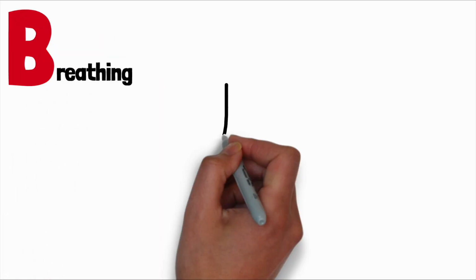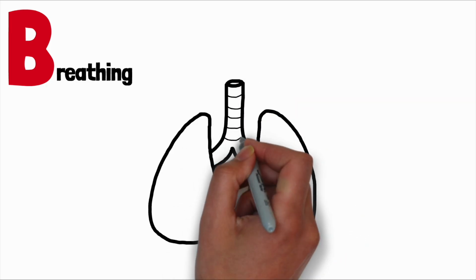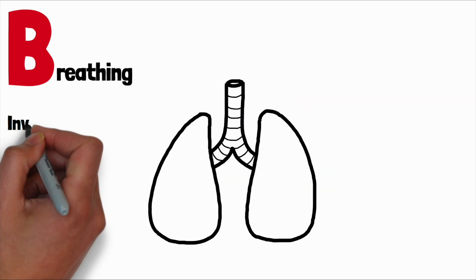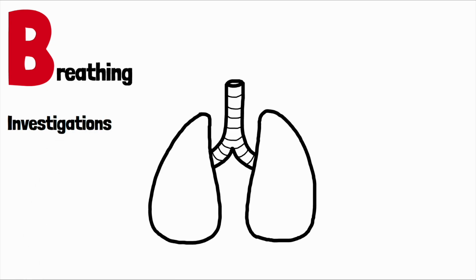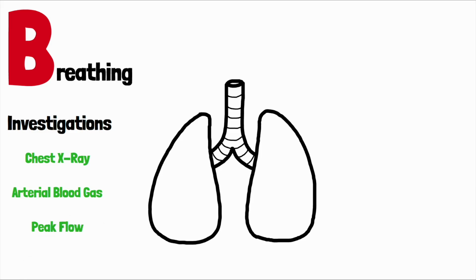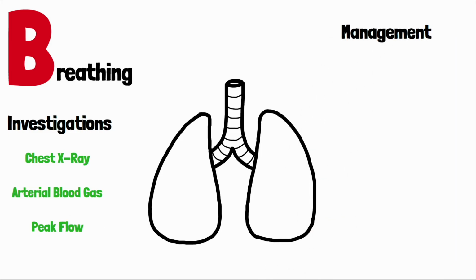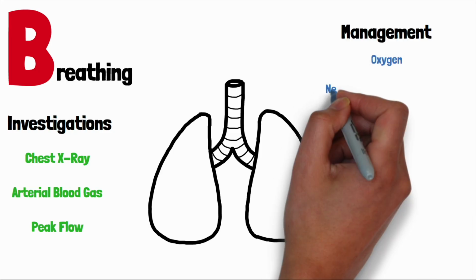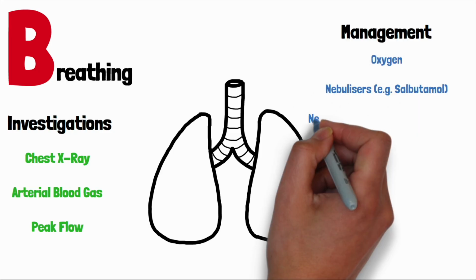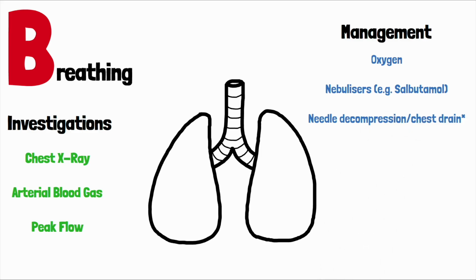Whilst assessing B, you may run into some problems. For example, the patient may be tachypneic or hypoxic. Think about what investigations you may want to request which will help aid your diagnosis, such as a chest X-ray, arterial blood gas, or peak flow. At the same time, you may be needing to intervene. For example, that hypoxic and tachypneic patient may need oxygen or nebulizers.